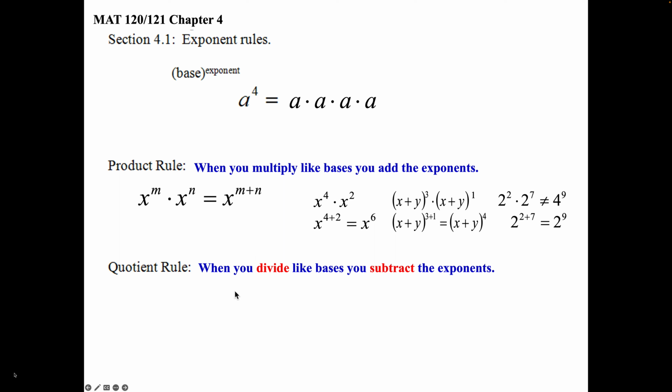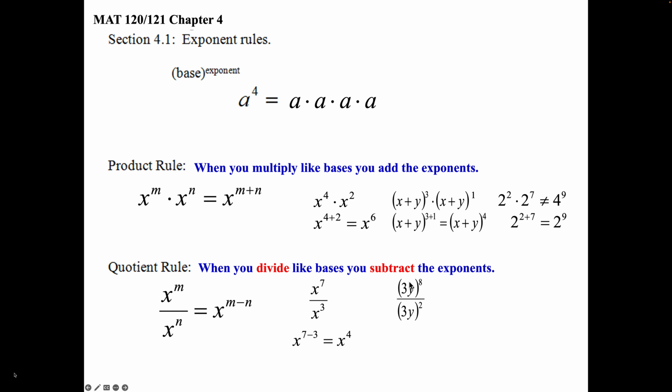Your quotient rule: when you divide like bases, you subtract the exponents. So now the operators are opposite, so we should be doing the opposite to our exponents. So x to the m is on the top in the numerator, dividing it by x to the n power. You subtract the top power minus the bottom power, x to the m minus n. x to the seventh divided by x to the third, 7 minus 3 is 4, x to the fourth power.